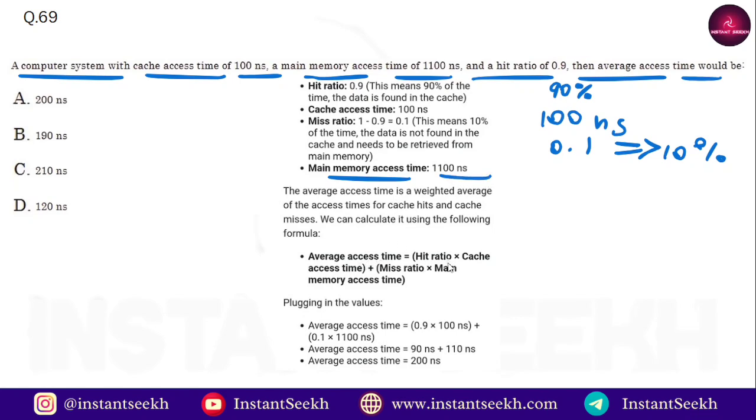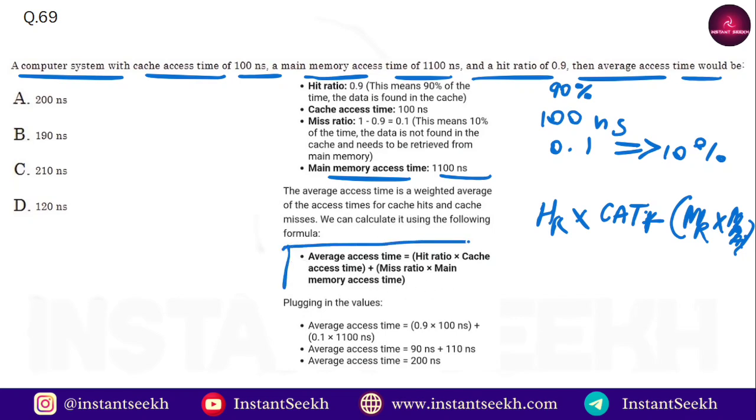So the average access time is equal to hit ratio into cache access time, CAT, plus miss ratio into main memory access time, MMAT. Remember it this way: average access time equals hit ratio times cache access time plus miss ratio times main memory access time. Here you can see the formula as well.